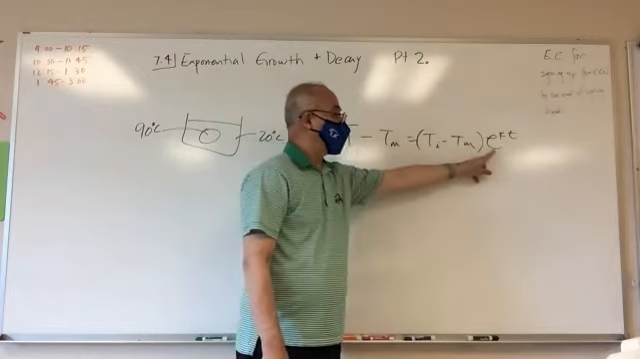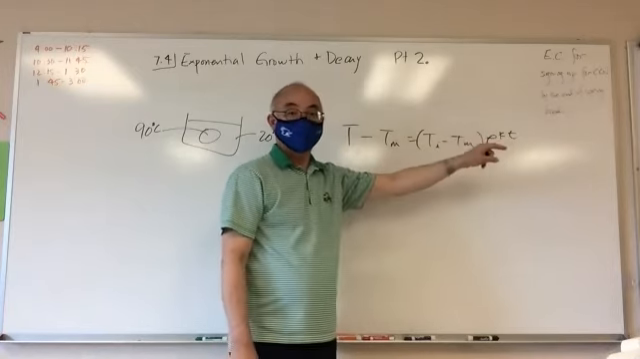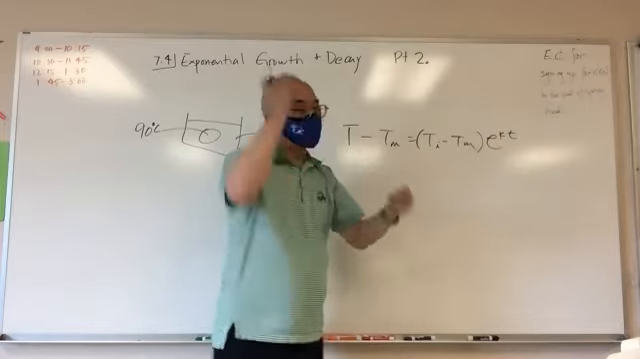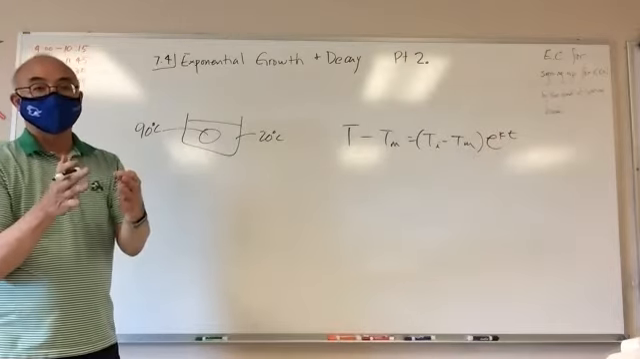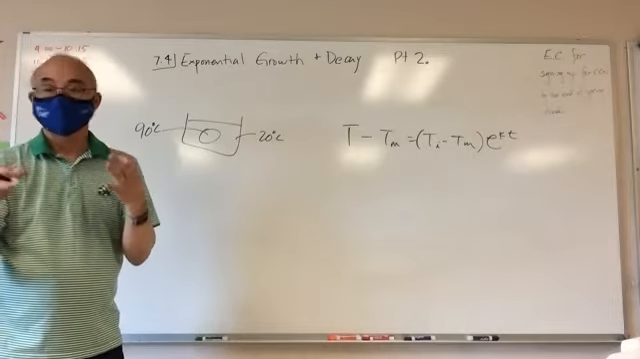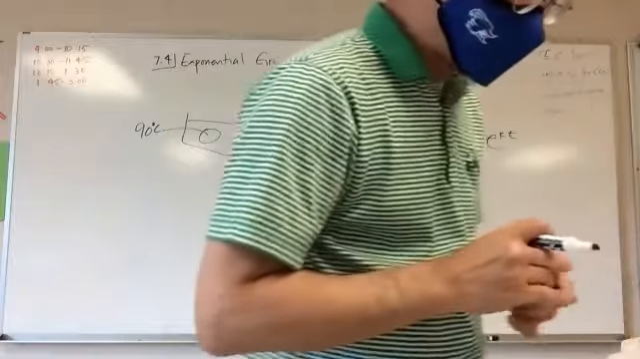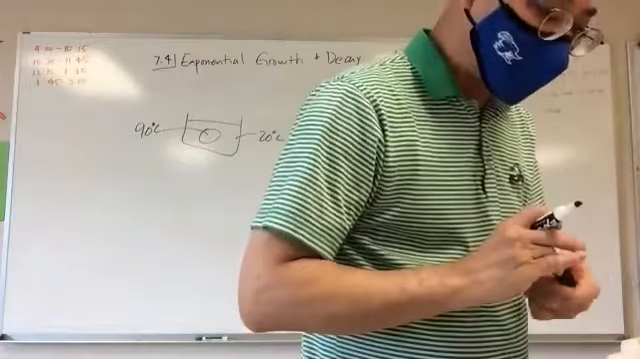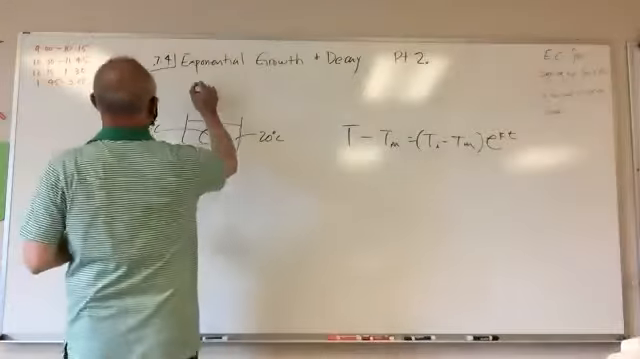This is the temperature difference when it first goes into the water, and it's going to exponentially decay away. It's going to go smaller. As the egg cools, you have less and less temperature difference, which means that it's going to cool at a slower rate as you go along. So let's look at the example. Let's do example number 6.